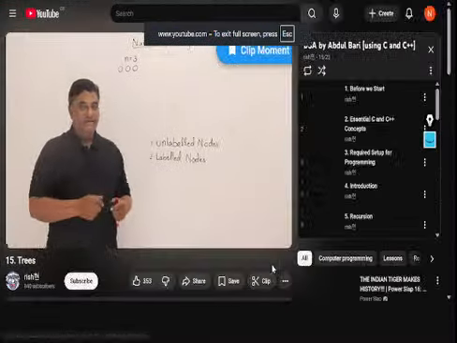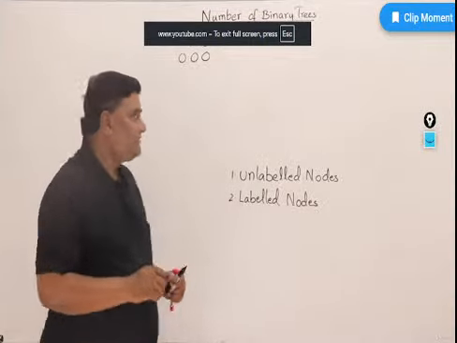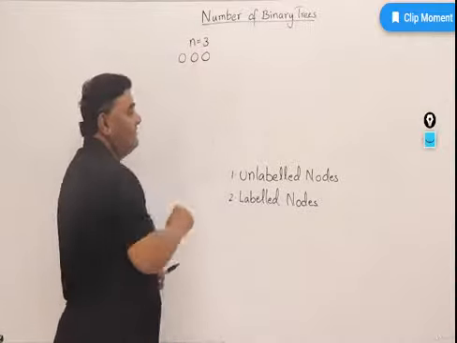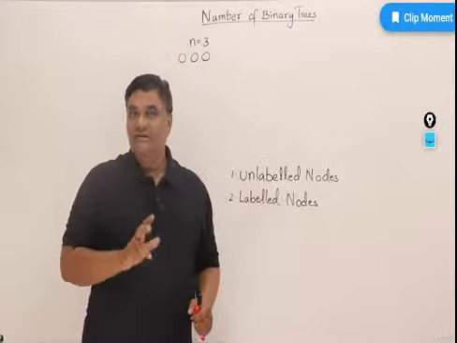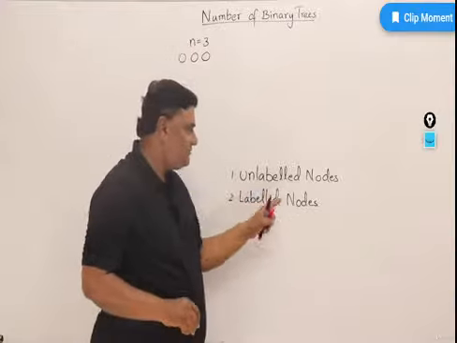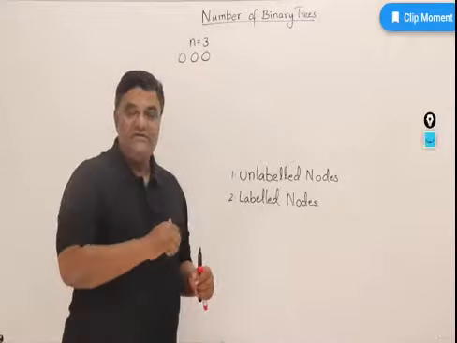The topic is the number of binary trees for a given set of nodes. It means if some number of nodes are given, like 3 nodes, then using 3 nodes, how many different binary trees can be generated? We are going to learn that. We will learn about 2 types of nodes, that is unlabeled nodes and labeled nodes. Let us start with unlabeled nodes.